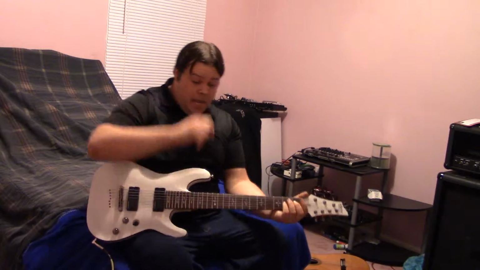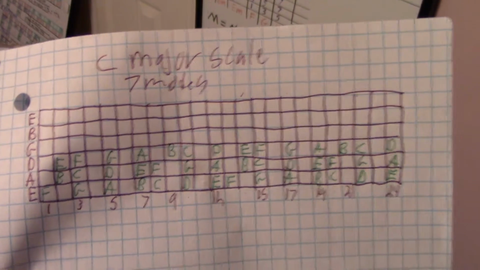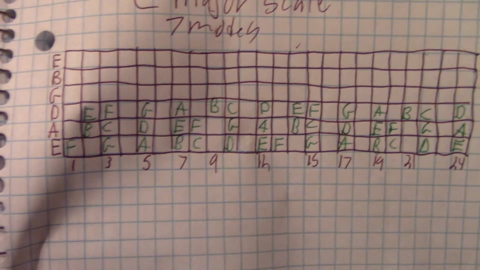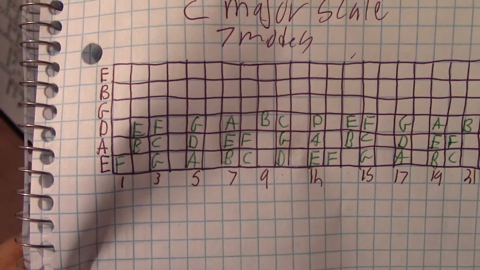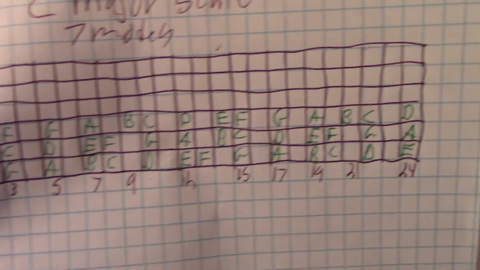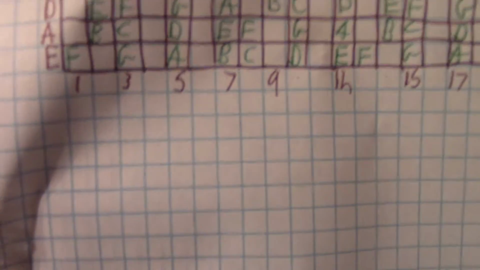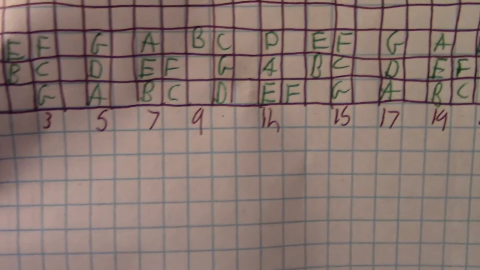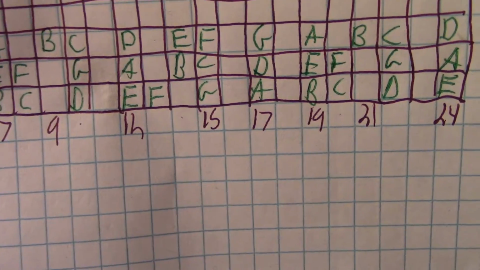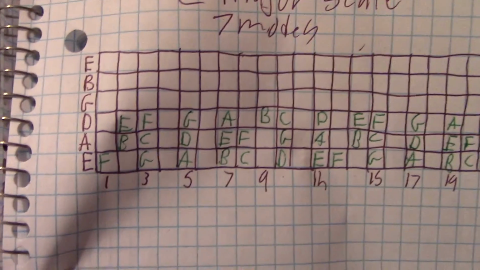Okay, there's that. So, now for your homework assignment, everybody. Now I'm going to show you what we're going to be doing here. Right here. Now this is graph paper. See how I have E, B, G, D, A, E. This is like the fretboard of your guitar. I got numbers down here marked 1, 3, 5, 7, 9, 12, 15, up to 24 there. That represents frets.